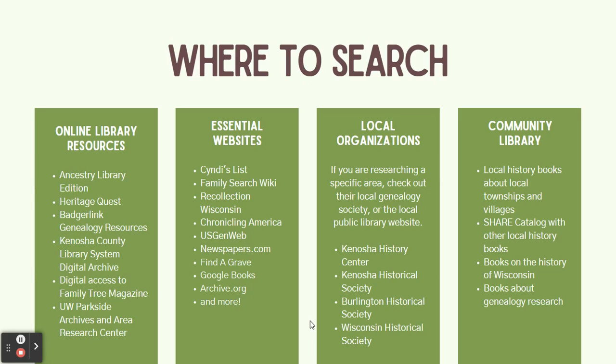And there's also the Share catalog, which is our online catalog where you can request items from any library in Kenosha, Racine, Walworth, or Rock County. And there you can look and see what other books they have about their local history, like, say, Racine history or Kenosha history. And we also have books about the history of Wisconsin and different immigrant populations in Wisconsin, and also books about general genealogy research, like tips and tricks and stuff like that.